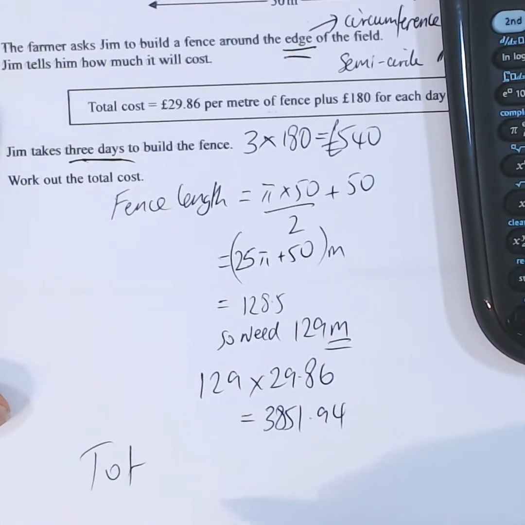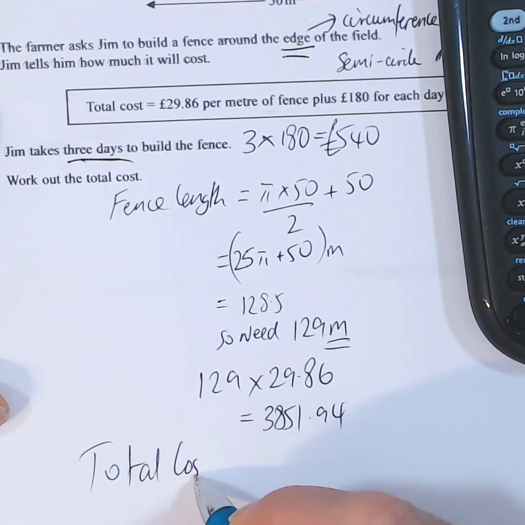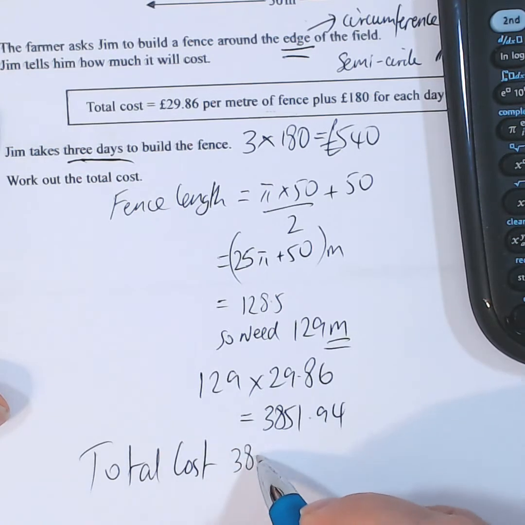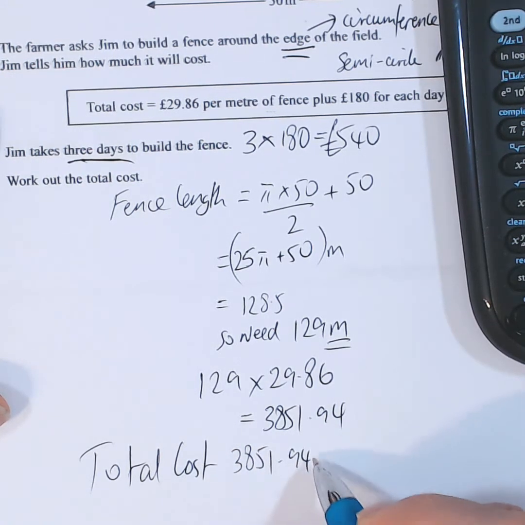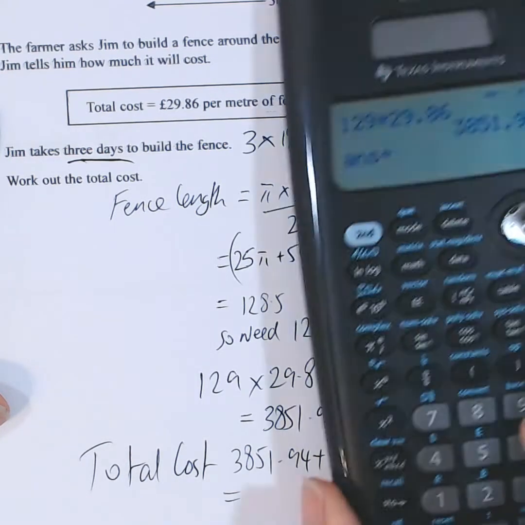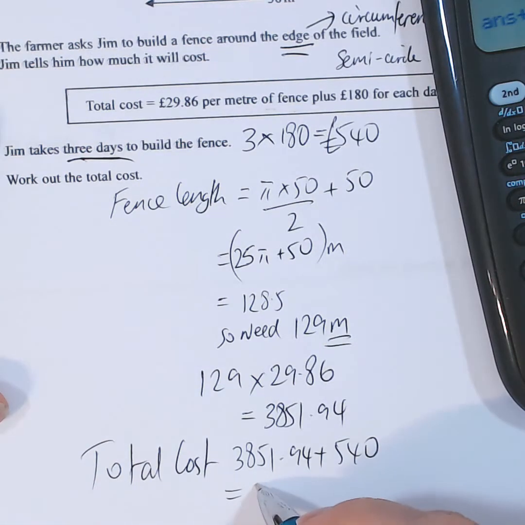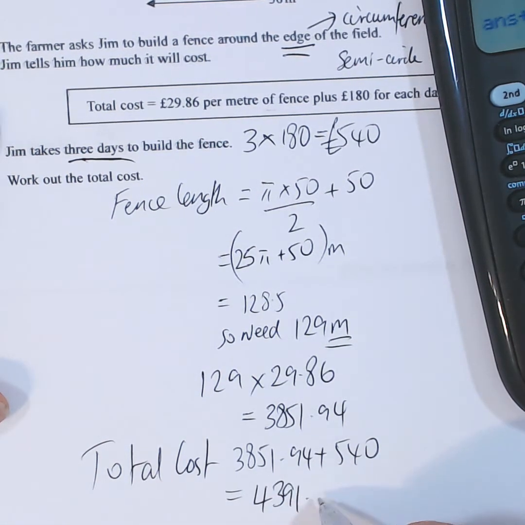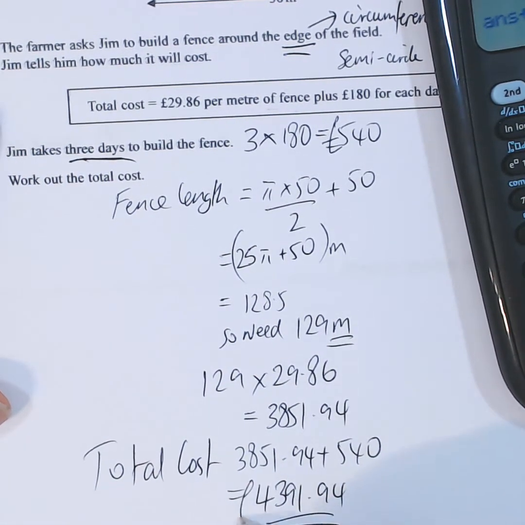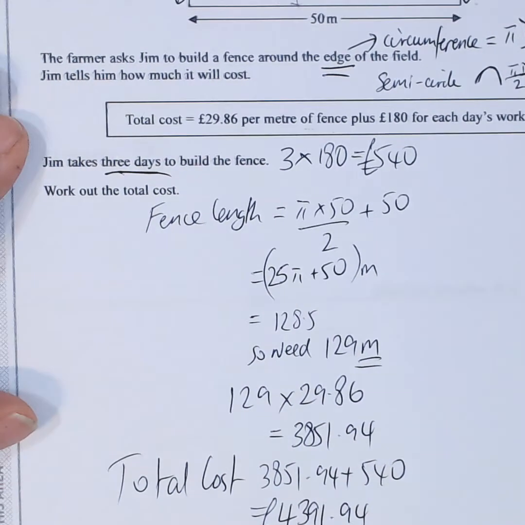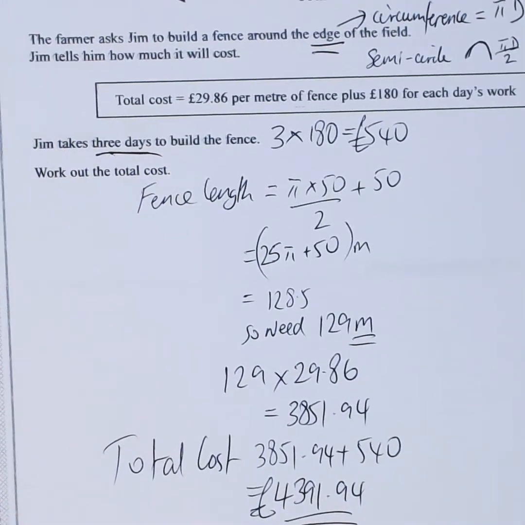So the total cost is going to be 3851.94 plus the 540 labour. So add on the 540. So we end up with £4,391.94. Okay, so that's the cost of doing the job, £4,391.94. Expensive job.